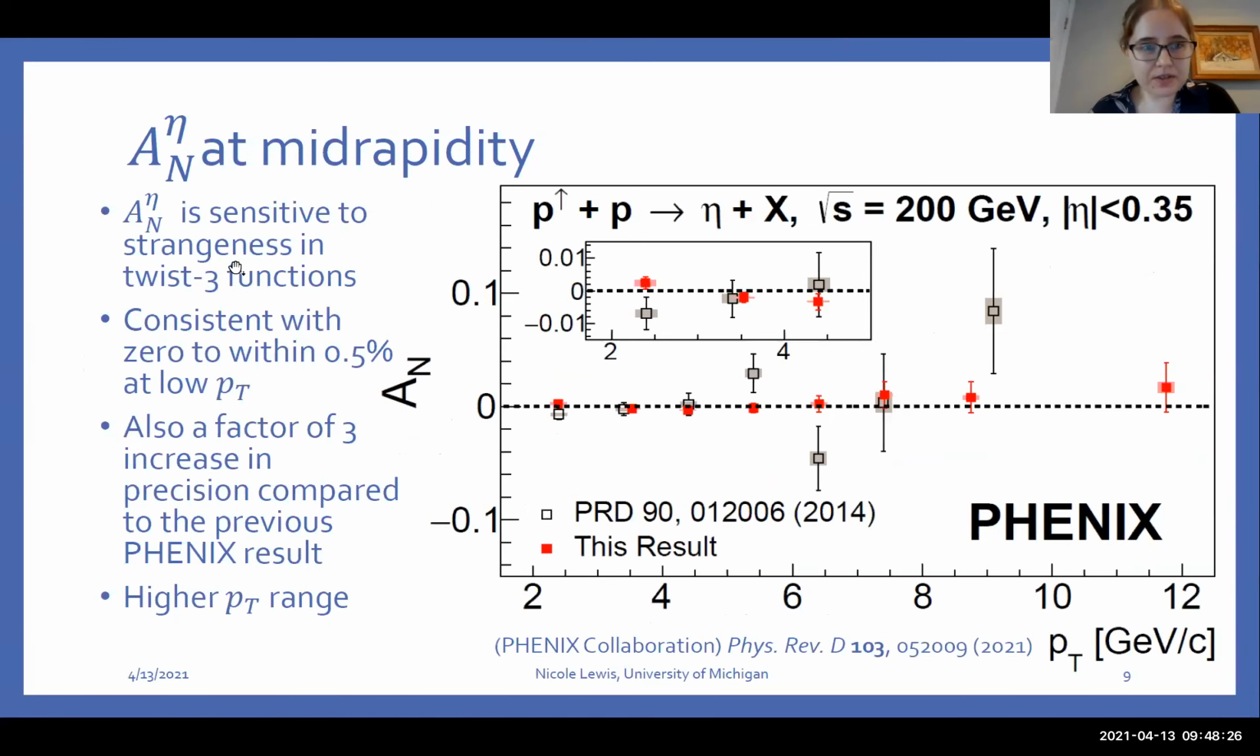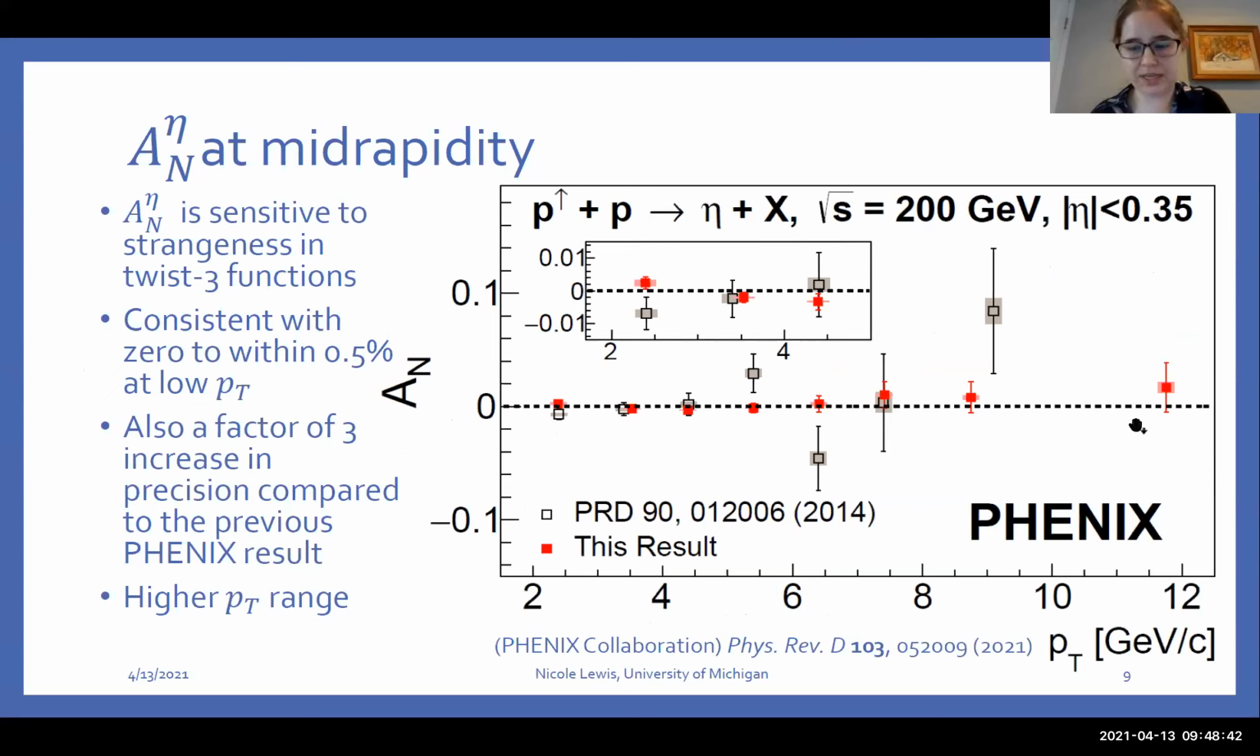Here is the eta result. It's also sensitive to strangeness within the twist-3 functions. It's consistent with 0 to within about 0.5% at low pT, and also shows this increase in precision by a factor of 3 and also reaches higher in pT.